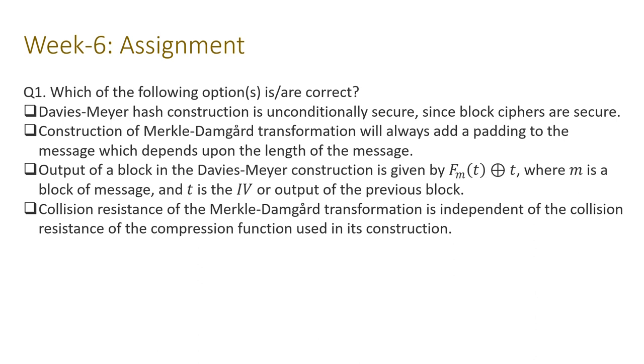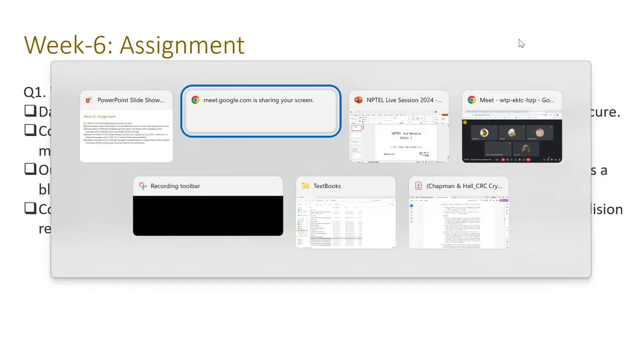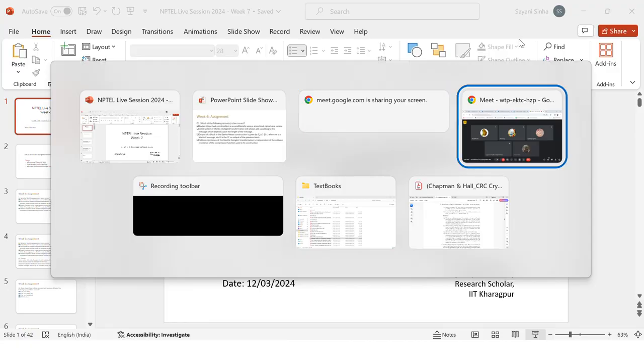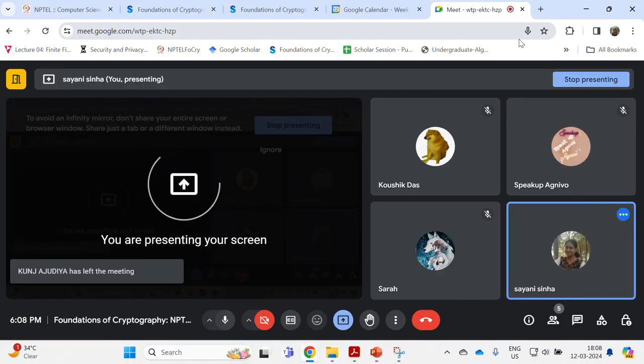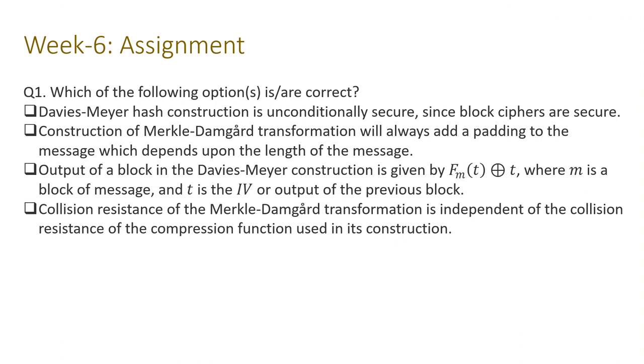Collision resistance of the Merkle-Damgard transformation is independent of the collision resistance of the compression function used in its construction. Is this statement correct? Anyone? Okay, so this statement is not correct.